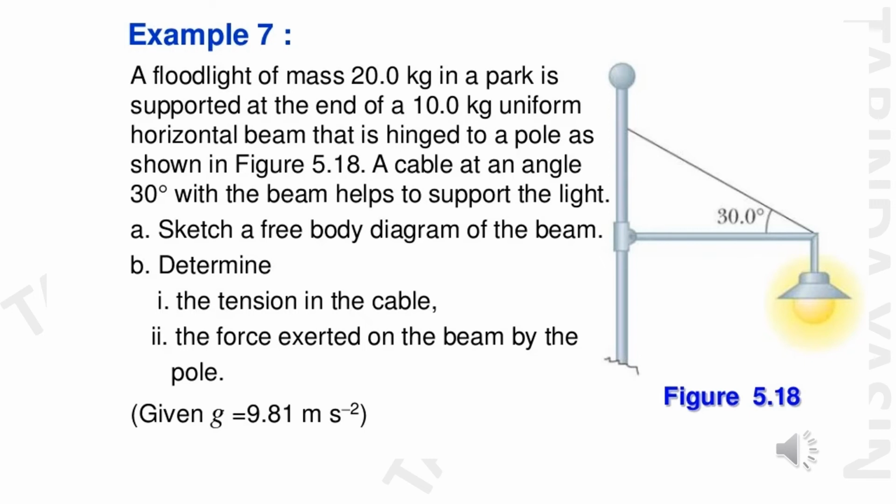Given here, you can see in the picture that a floodlight is hung from the pole with the cable attached to that pole at an angle 30°.